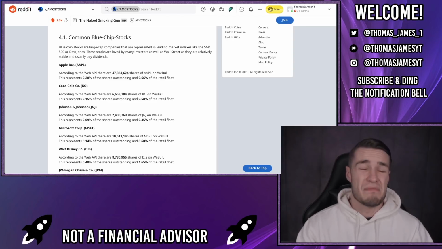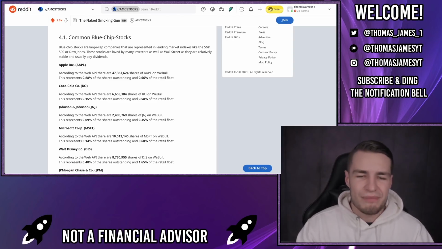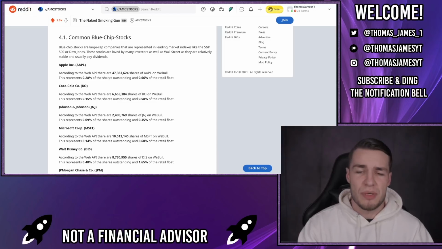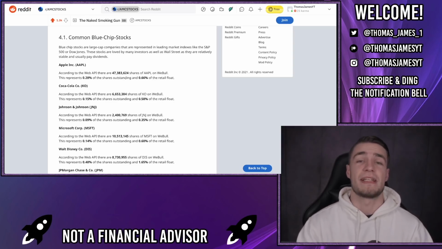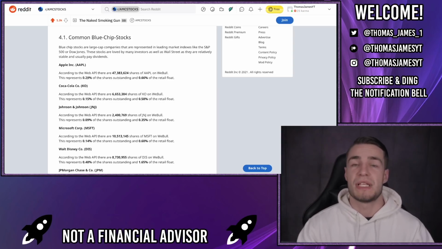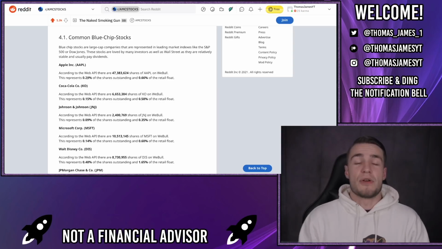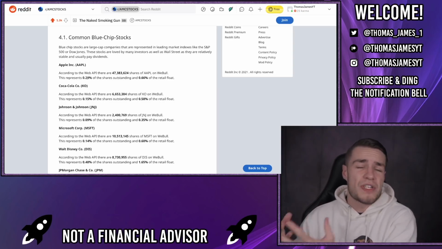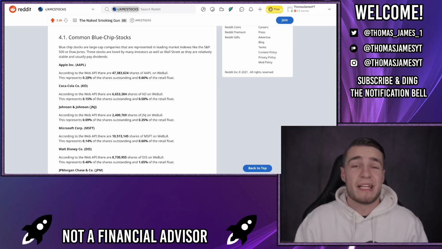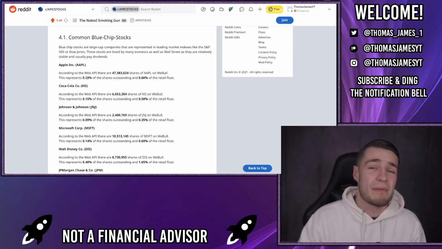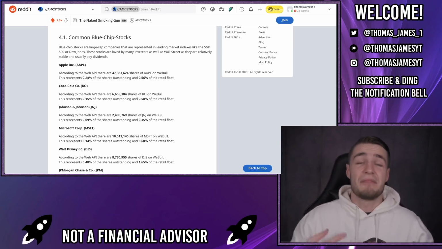So even though 47 million shares of Apple sounds like a lot, actually it's only 0.28% of the shares outstanding, which is fairly reasonable for Webull, a fairly large investing platform or broker, to hold only 0.28% of the shares. Obviously, most of the Apple shares are going to be held by large funds and institutions. Many are also going to be held by Robinhood, TD Ameritrade, Interactive Brokers, and many more.